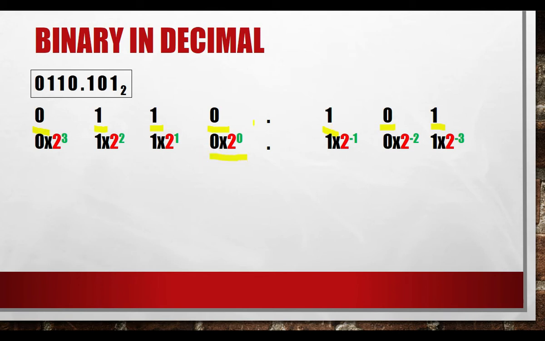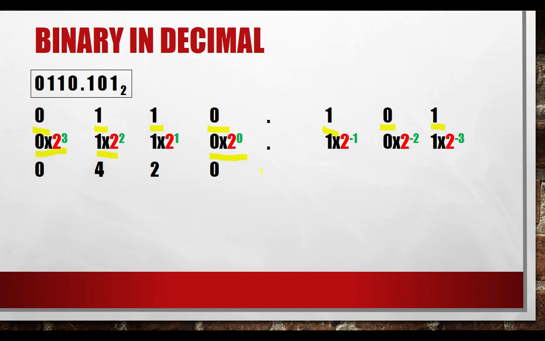Let's start with this. So 0, because any number multiplied by 0 is 0. Then 2 raised to the power of 1 is still 2, multiplied by 1, so the answer is 2. And for the next bit, this is 4. For the last bit, this is 0.